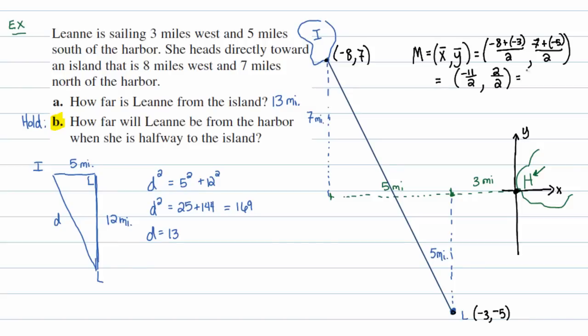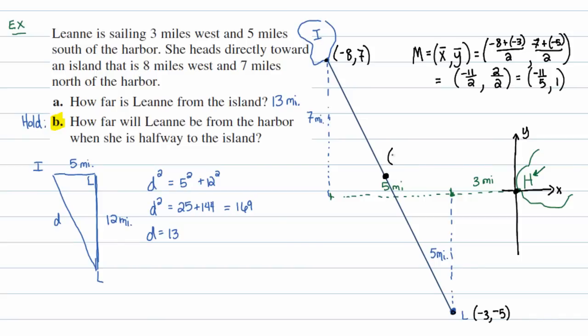Or in other words, we're at -11/2, comma, 1. So let me go back 11/2, which is the same thing as 5.5. So I go back 5.5 and up 1. So let's see if that was a distance of 8. Up 1 might be right here.